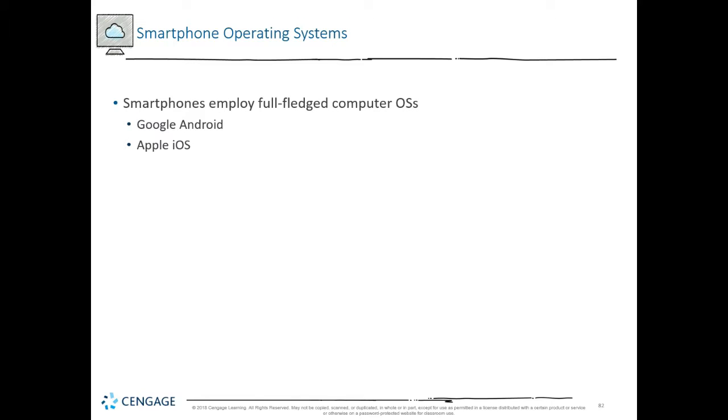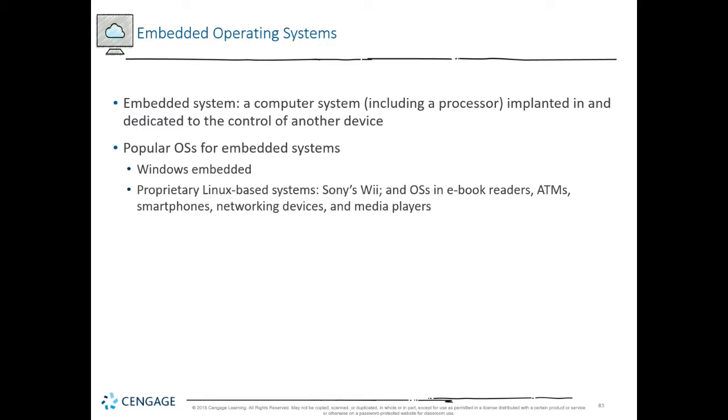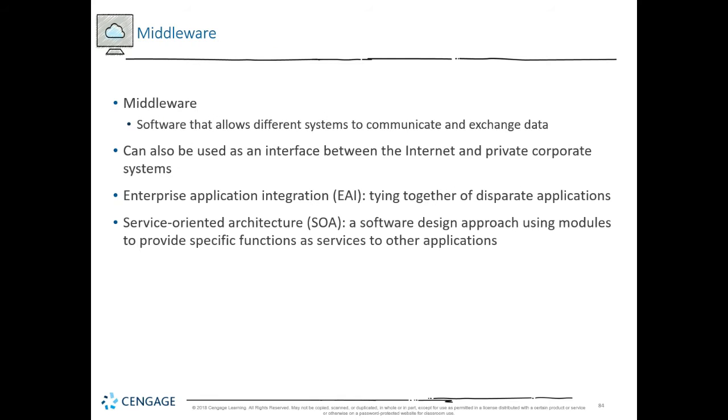Smartphone operating systems. Smartphones employ full-fledged computer OS systems, such as Google Android and Apple iOS. Embedded operating systems. An embedded system is a computer system including a processor implanted in and dedicated to controlling another device. Popular embedded systems include Windows Embedded, proprietary Linux-based systems, and Sony OSes, used in e-book readers, ATMs, smartphones, networking devices, and media players.